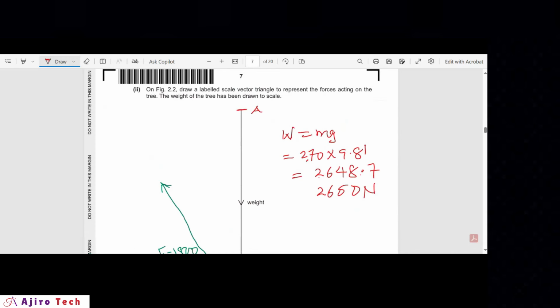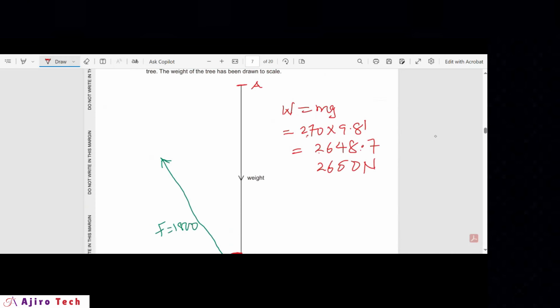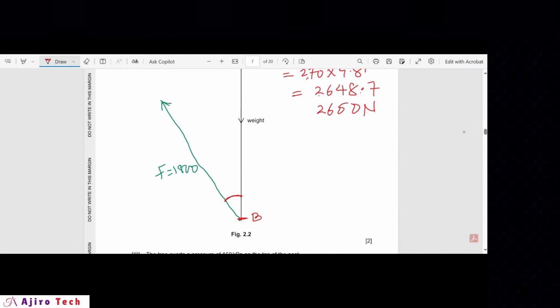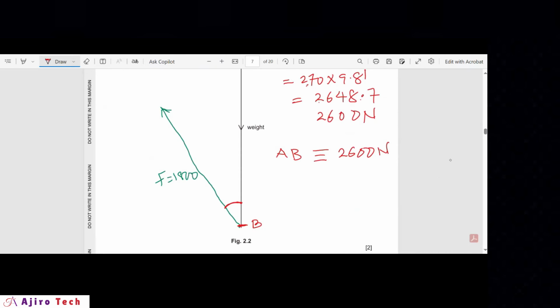Now, this is what you will do on the question paper: you measure the length of AB. Let's say our AB corresponds to the force of 2600 newtons. Now, what will the force of 1800 newtons be equivalent to? I want to know so that we can find the length.